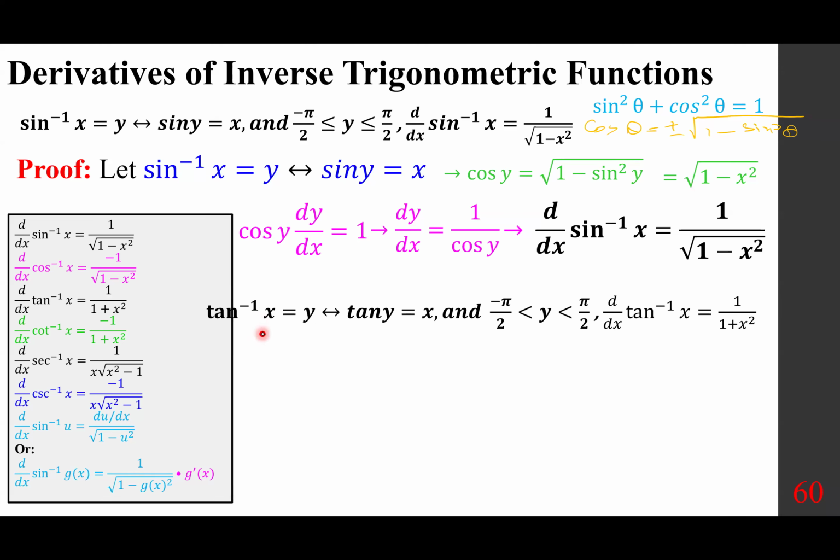Now let's discuss tan inverse. As far as tan inverse is concerned, if we write tan inverse of x equals y, it means tan y equals x. And I hope you remember, we basically use the same restriction as we did for sine, except the endpoints can't be included. And now we are saying the derivative of tan inverse must be 1 over 1 plus x squared. So we are going to look at that one. We are going to prove that one.